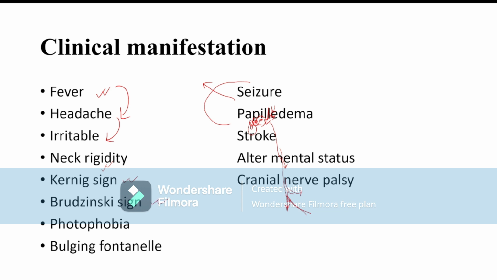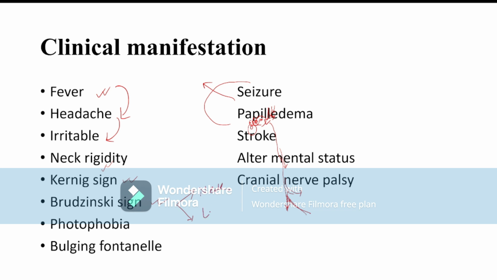Brudzinski sign means there are two types of Brudzinski sign. One is Brudzinski neck sign, one is Brudzinski leg sign. A neck sign means if we try to flex the neck, then there is an involuntary flexion of the hip joints of bilateral legs. That is called Brudzinski neck sign.